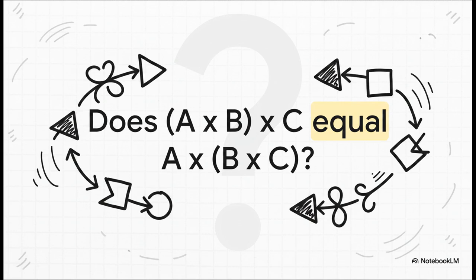doesn't matter, right? 2 times 3 times 4 is the same as 4 times 3 times 2. We all learn that. But does that same intuition hold up here with the cross product? Can we just jumble the order around?